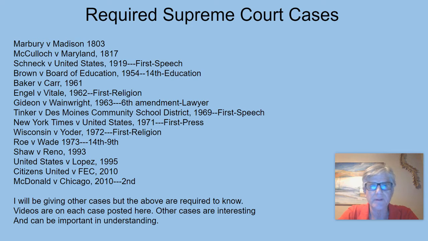Baker versus Carr is districting and one person, one vote, and we've covered that one. Engel versus Vitale is religion, First Amendment, can't have school prayer. Gideon versus Wainwright, 1963, is the Sixth Amendment, basically your right to a lawyer. If you can't afford one, it has to be provided to you.